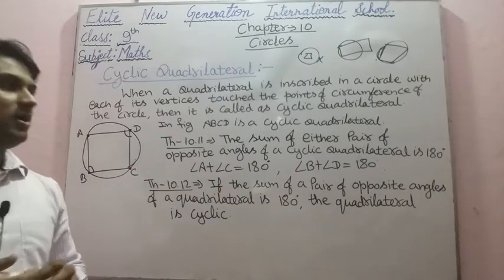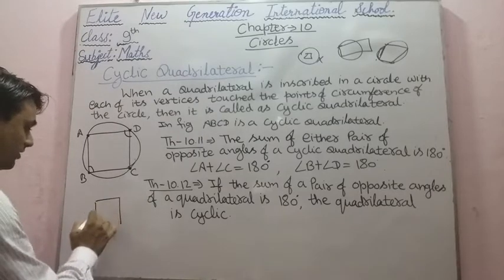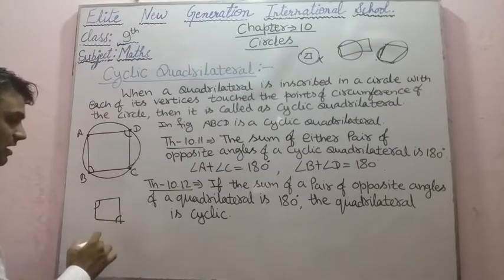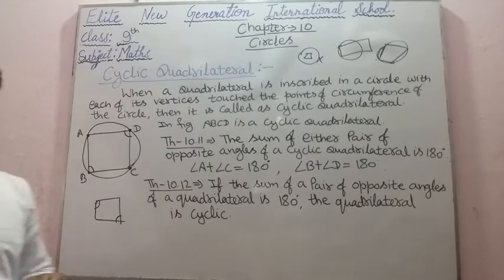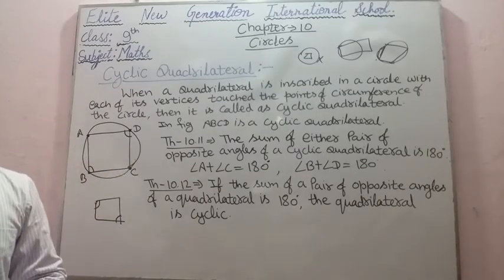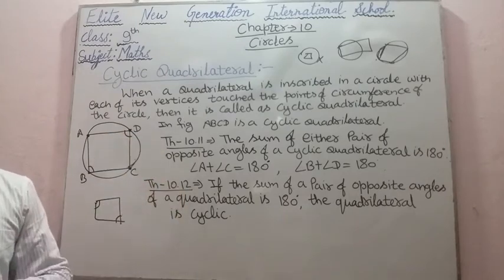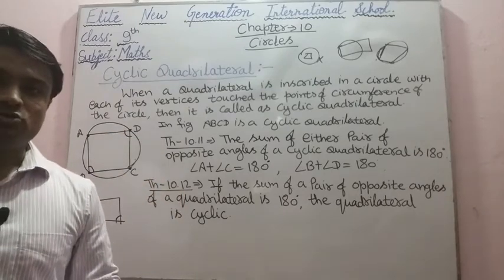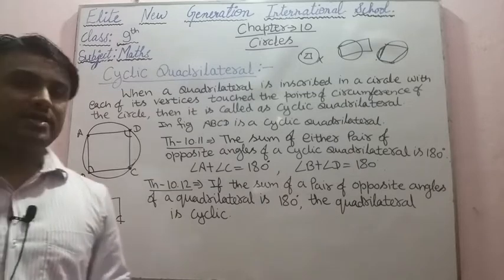That means suppose any quadrilateral whose sum of opposite angles is 180, then we can say that this quadrilateral is a cyclic quadrilateral. These two theorems you can use directly in questions. After this we can start our exercise 10.5.